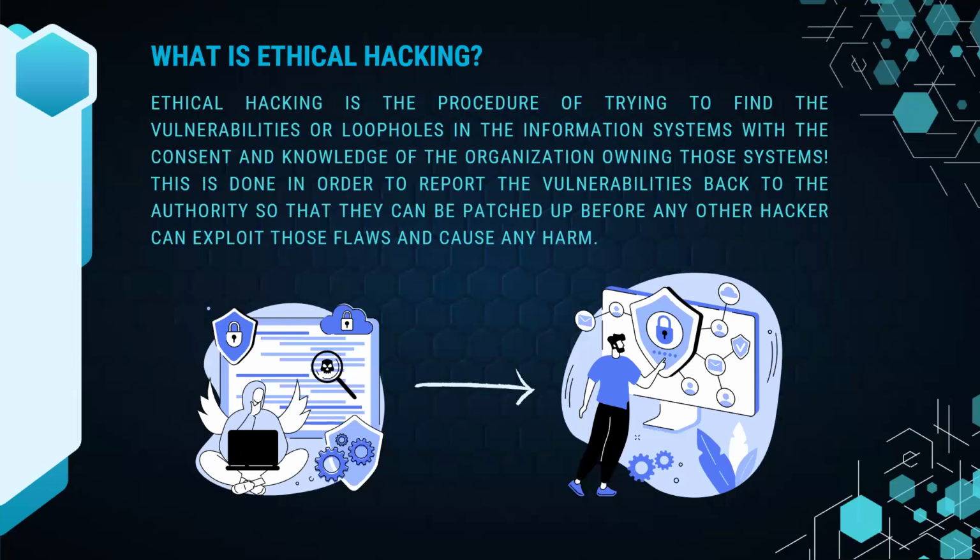Now, these information systems could be anything. Vulnerabilities exist on almost all devices. So your job as an ethical hacker is to find these loopholes, these weaknesses or vulnerabilities in the information systems. And this is done with the consent and with the knowledge of the organization or the person owning those systems. So you work hand in hand with the organization. You follow all the rules and regulations or policies of the organization, and you find vulnerabilities in their systems. And once the vulnerability is found, you report it back to the company. You explain what the vulnerability is, what problems it can cause, and you provide the solutions as well.